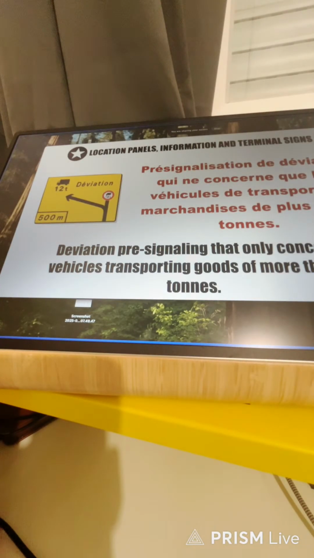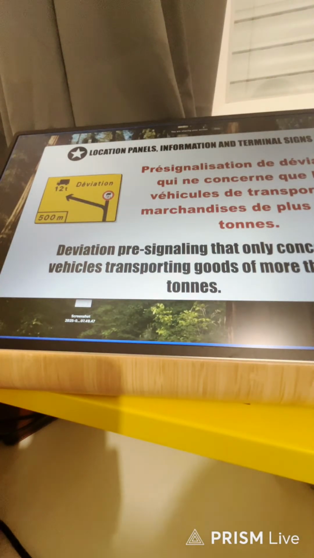It doesn't concern you if you are driving a normal car, because it is put there for the big vans weighing 12 tons. If your van is a small van, it doesn't concern that van also. If your van is less than 12 tons, it does not concern you, except if your van is more than that, from 12 tons upward, then that is when it concerns you.